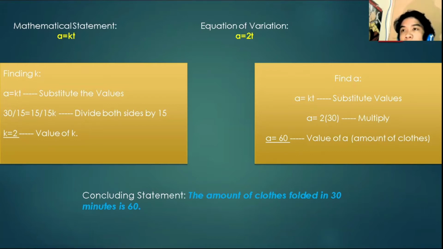Equation of variation: A equals 2T. Finding A. Substitute the values. A equals KT. Multiply, A equals 2 times 30. Value of A equals 60. Concluding statement: the amount of clothes folded in 30 minutes is 60.